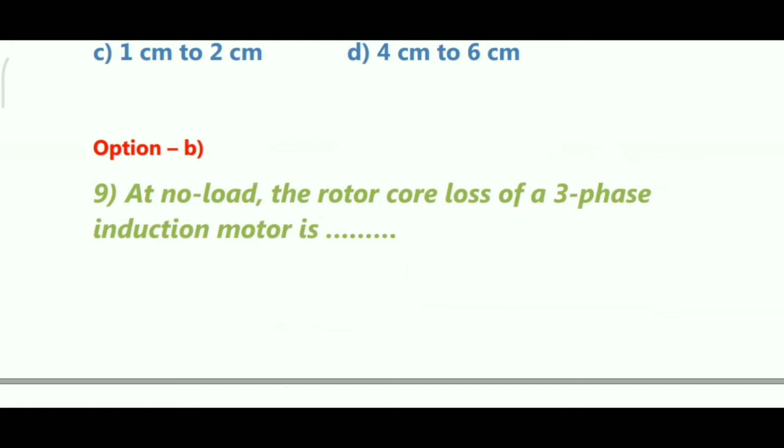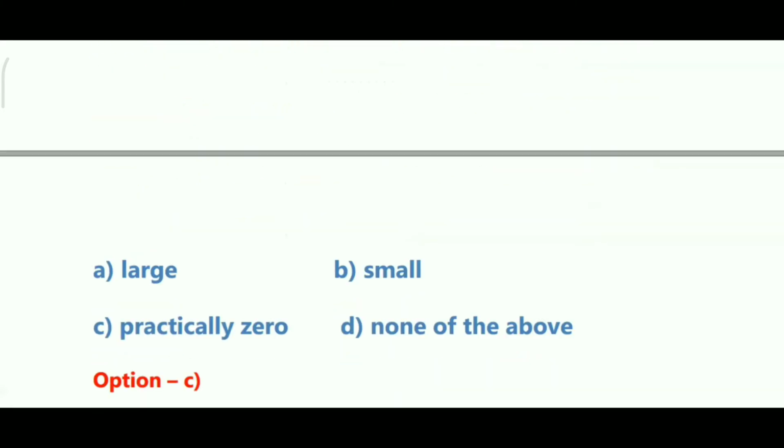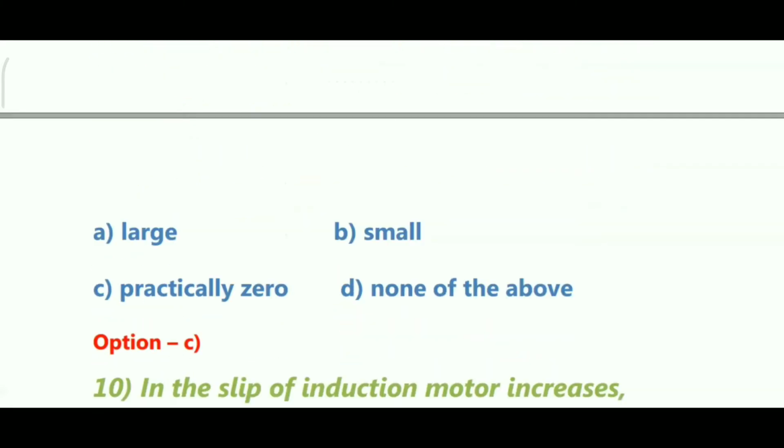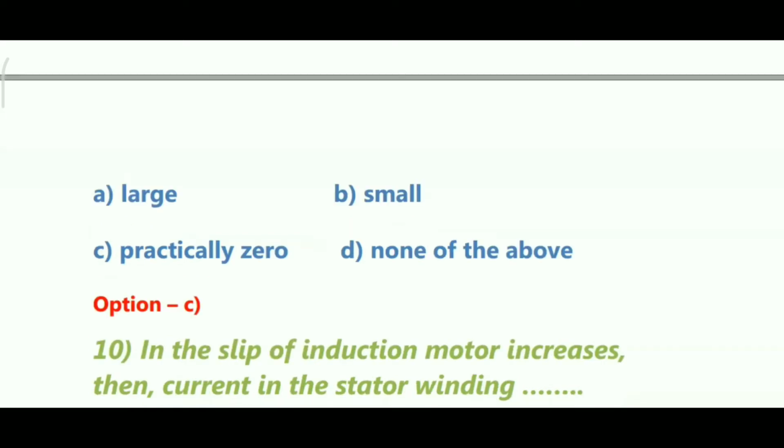Next question. At no load, the rotor core loss of a three-phase induction motor is dash. Option A, large; option B, small; option C, practically zero; and option D, none of the above. So here I would answer option C, practically zero.